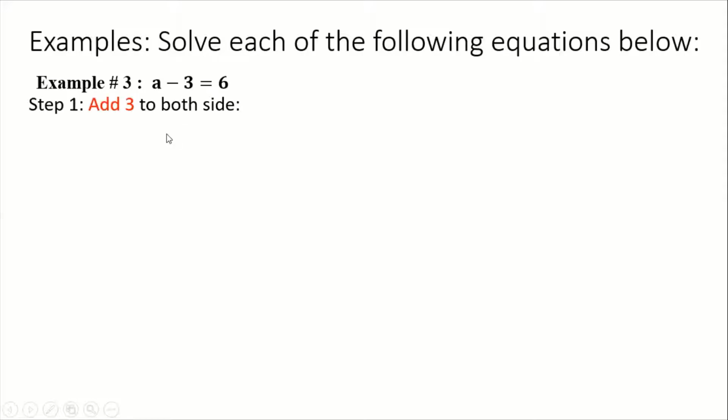How would you state this in your book? You would state this as a minus 3 plus 3 equals 6 plus 3. As you'll notice, compared to the original problem, all I have done is just to add 3 to both sides. At this stage, we are going to simplify. Note that minus 3 plus 3 is just 0, and 0 plus a will give us a. And 6 plus 3 will give us 9. So therefore, our solution is going to be a equals 9.